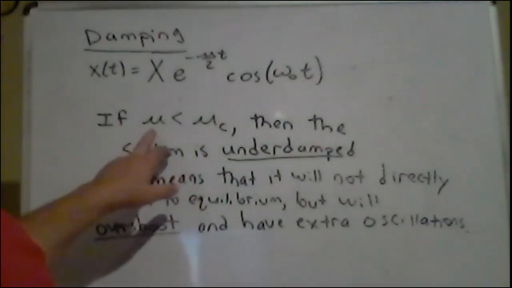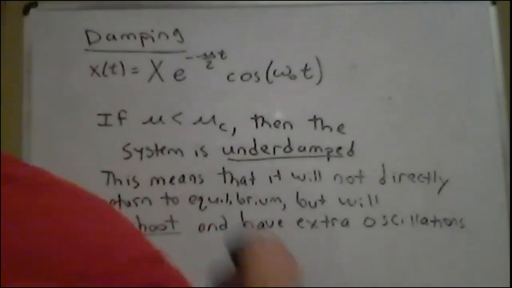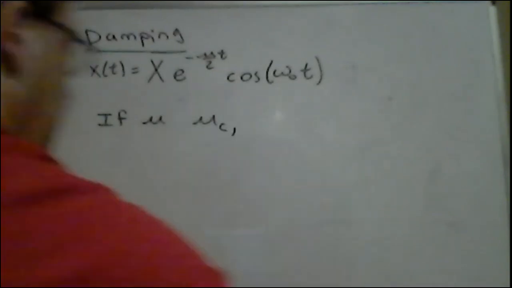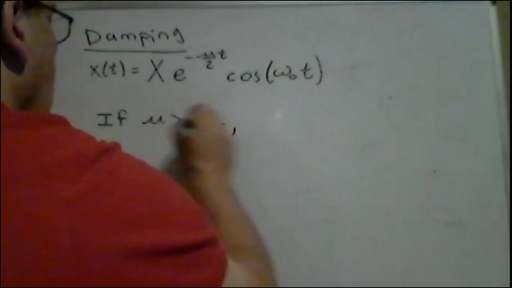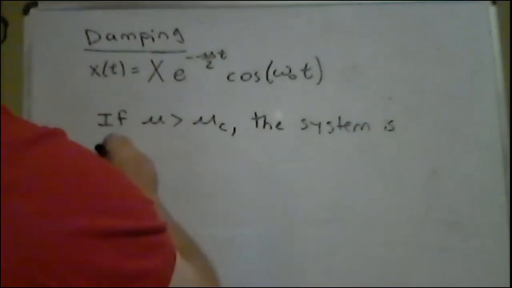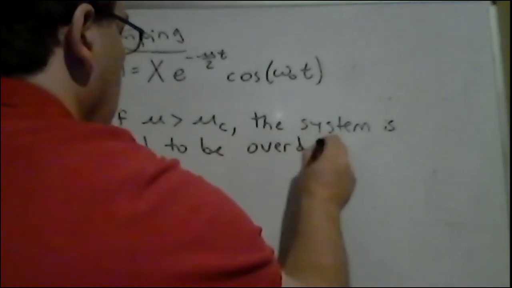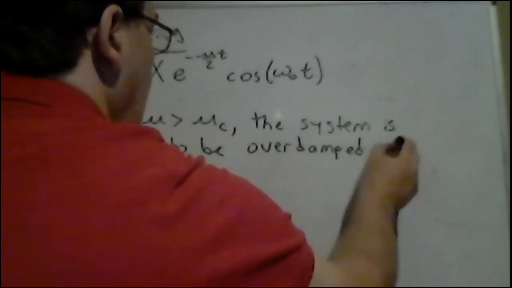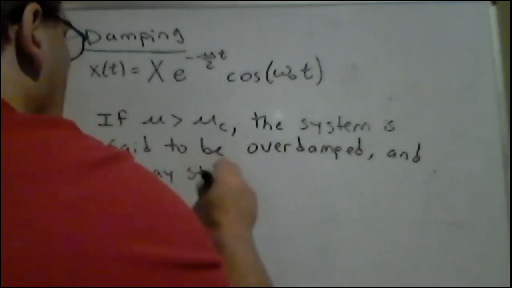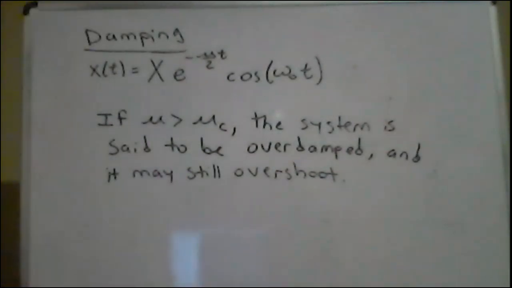If mu, your damping coefficient, is less than mu critical, the system is called underdamped and will overshoot. On the other hand, if mu is greater than mu critical, the system is said to be overdamped, and it may still overshoot. Right? So again, you want to hit that damping just right.